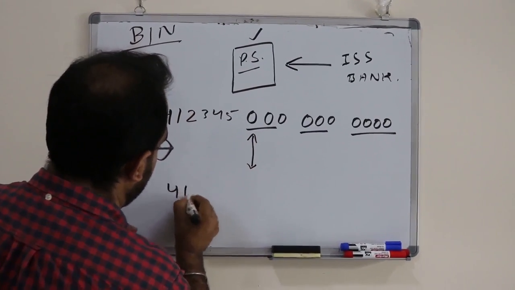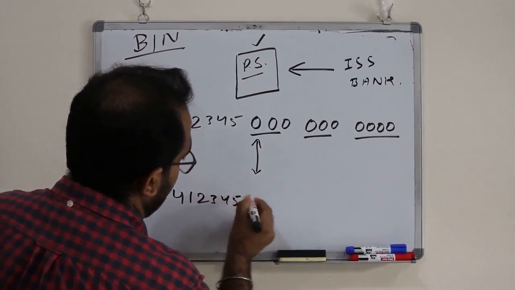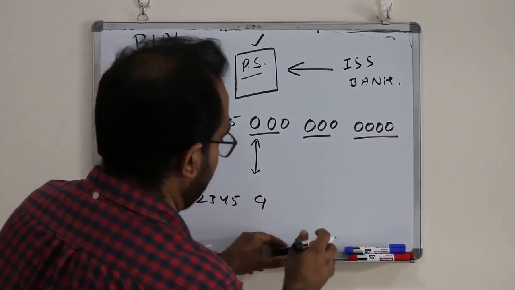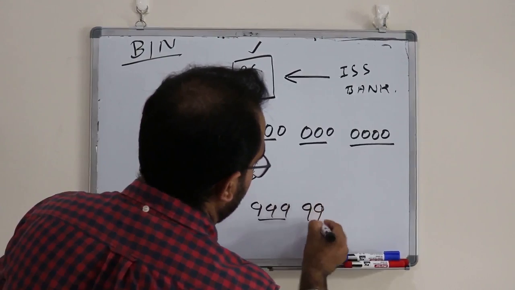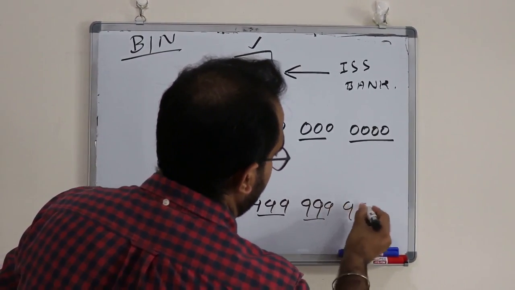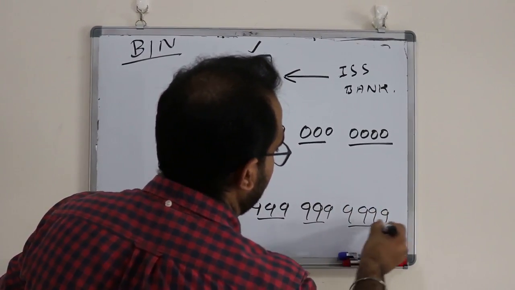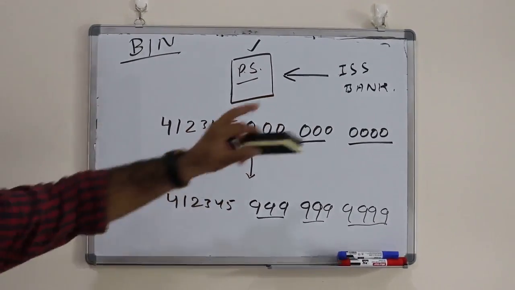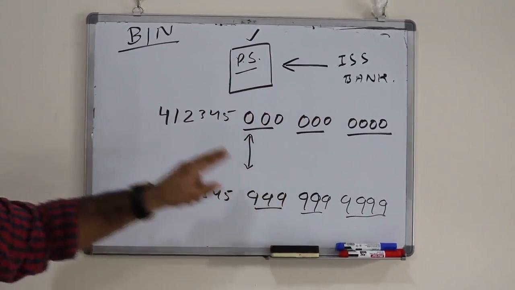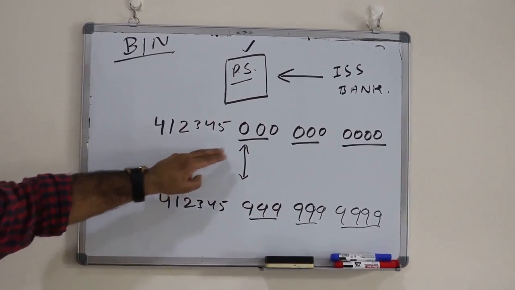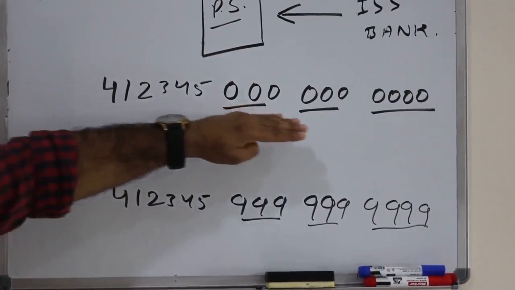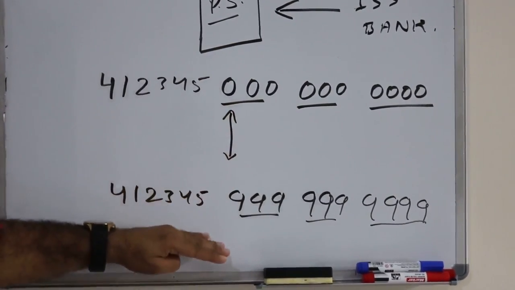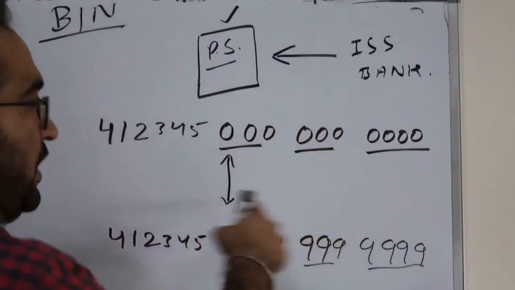And now this is 9s. Now, what exactly does it mean? This issuing bank can issue cards in between these two ranges only. So this is the range, starting from this, ending at this. So this issuing bank can issue cards of this BIN range.